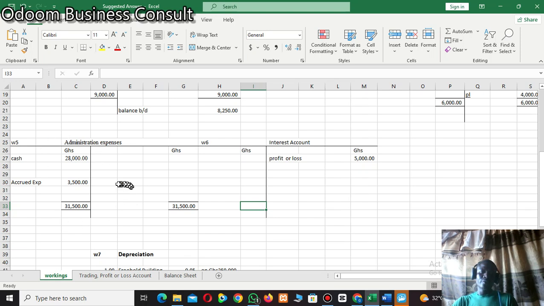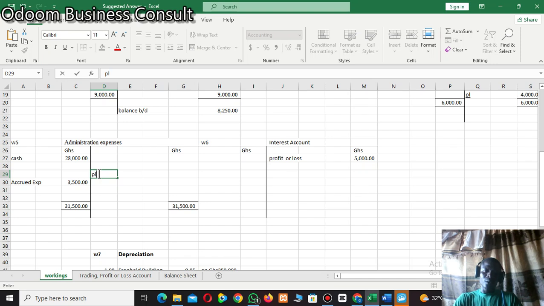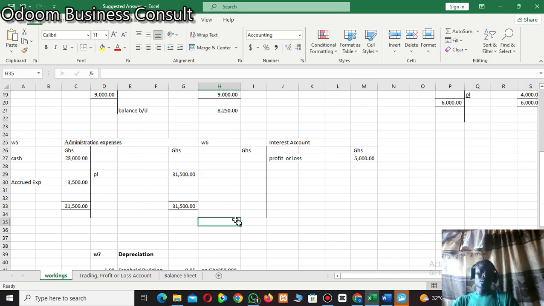And what will be the difference? Obviously there is nothing here. The difference will be 31,500, which will be taken to profit or loss account, which is 31,500. So that's our fifth working. Let's move on to the sixth aspect of it.